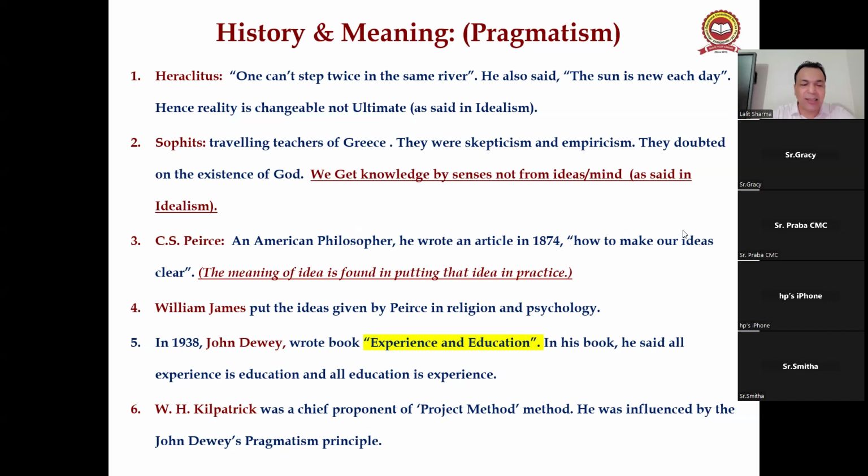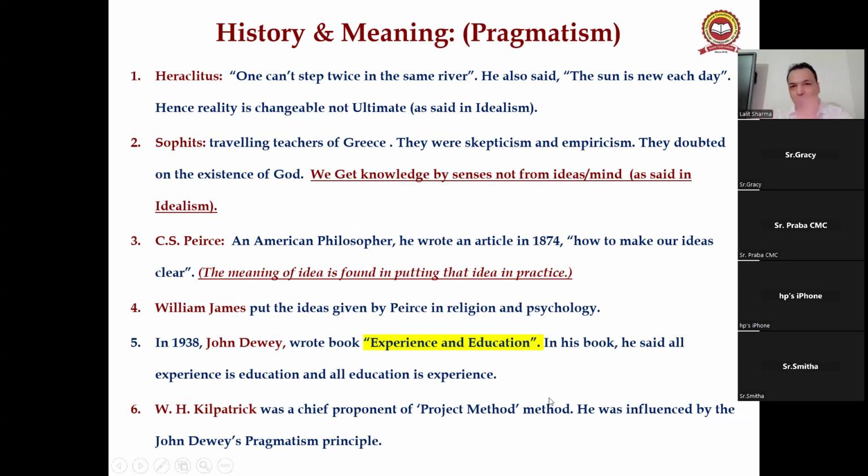Number third, Charles C.S. Peirce, an American philosopher. He wrote an article in 1874. Already we had discussed, How to Make Our Ideas Clear. The meaning of an idea is found in putting that idea into practice. William James, another name in pragmatism, a very famous name. He applied the ideas given by Peirce to religion and psychology.